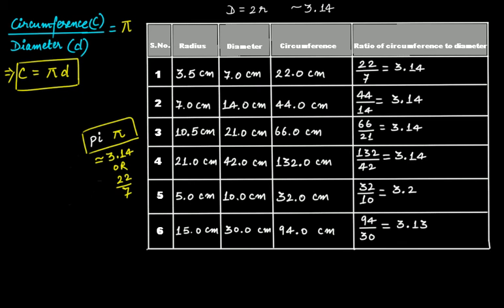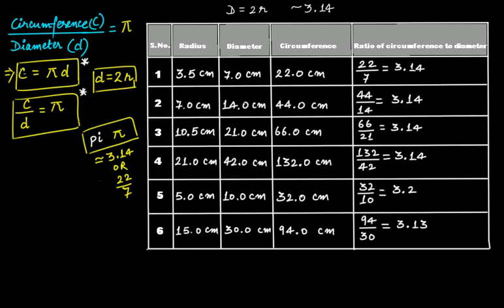So either you remember this formula, C is equal to pi D. You can remember this one also, that C divided by D, that is circumference divided by diameter, is actually equal to pi. And if you look at this particular formula, C is equal to pi D, then what's D? Diameter is actually what? 2 times of radius, right? Diameter is 2 times of radius. This we have learned in our earlier class.